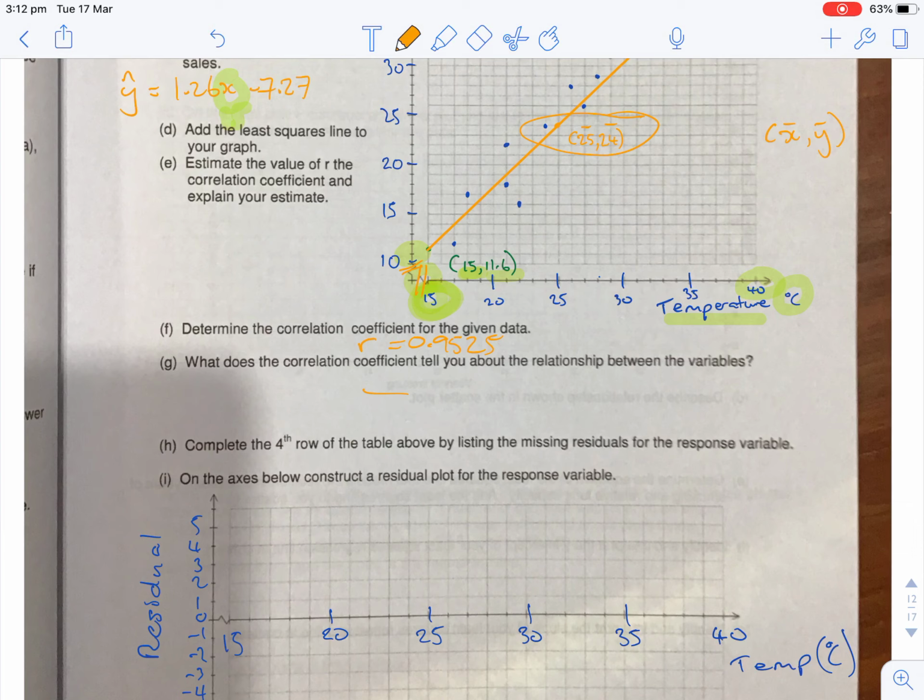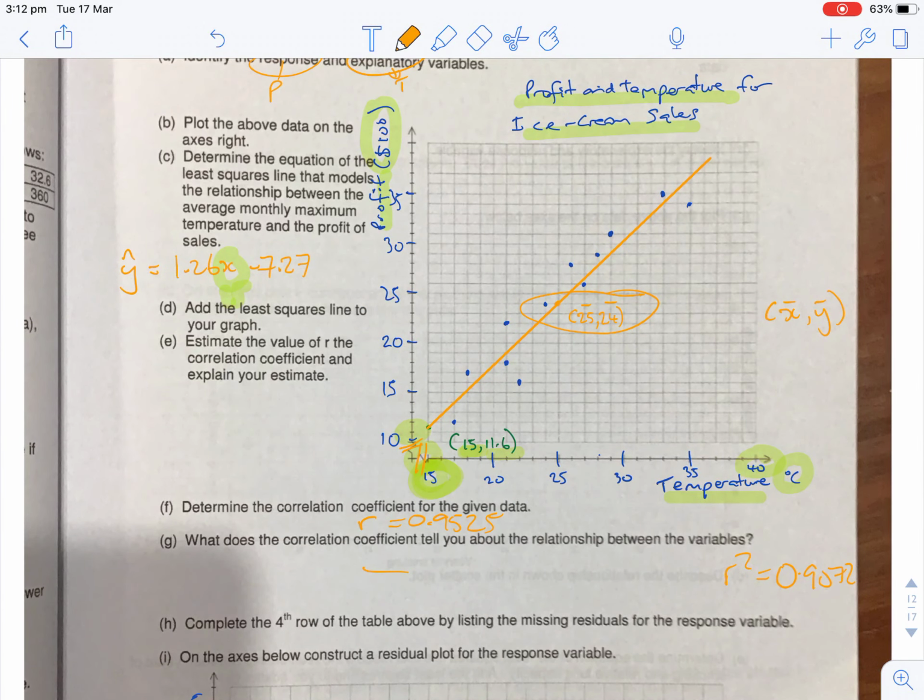Complete the fourth row of the table. That was our residual, so we'll go back to there. It didn't ask me for my R squared, but my R squared, I'll put that on the side, was equal to 0.9072. That tells me that 90.7% of my changes in Y were explained by changes in X. So in this case, 90% of my changes in profits are explained by temperature.